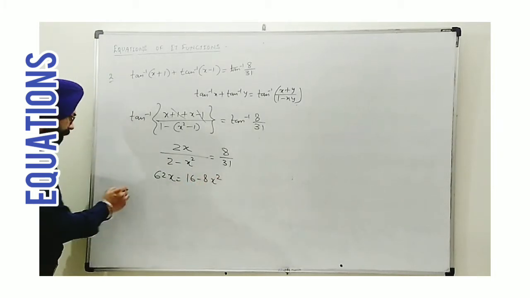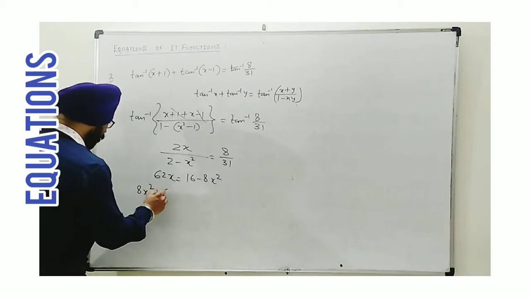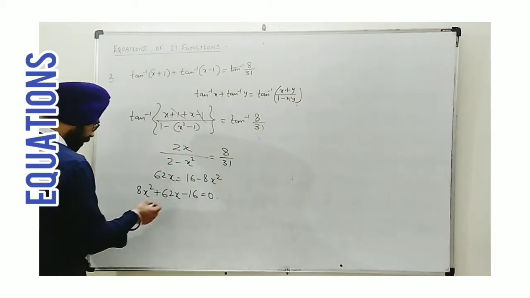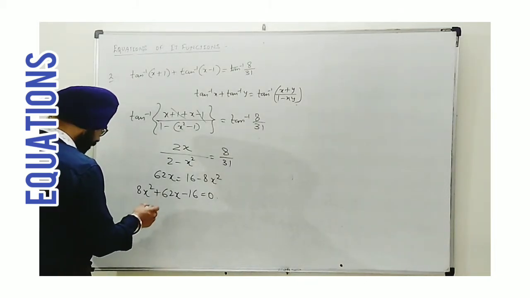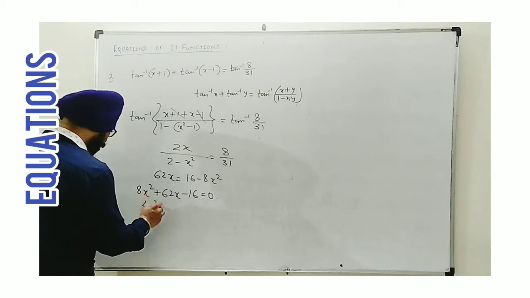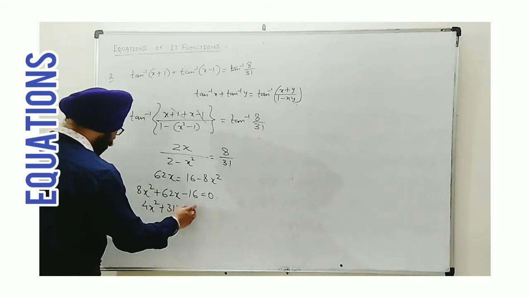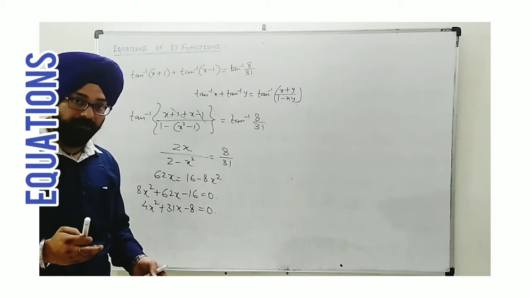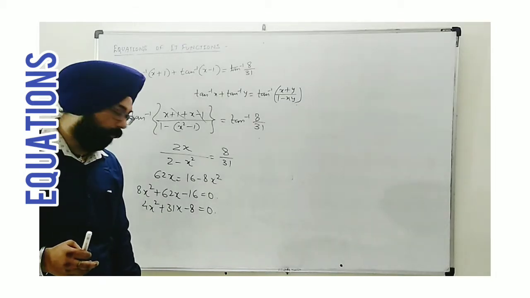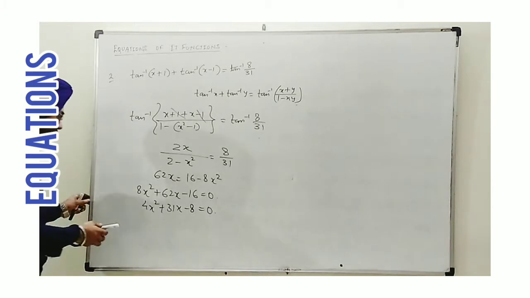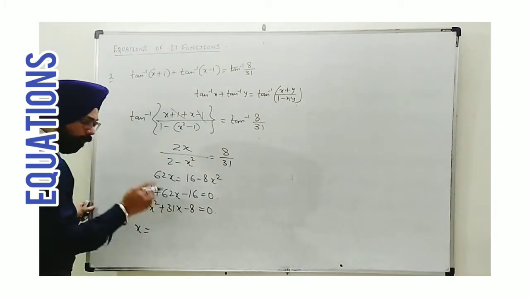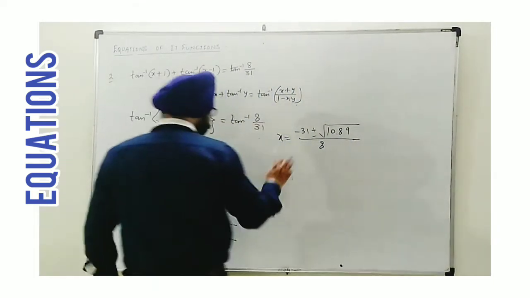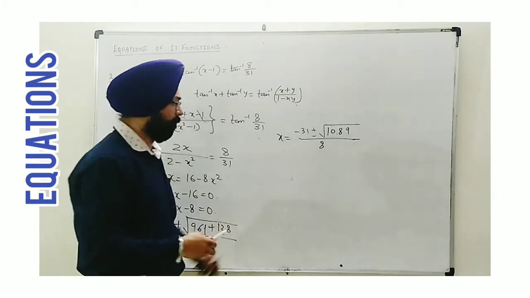This quadratic equation is completed. We have 8x square plus 62x minus 16 equal to 0. Simplify. Before we apply any formula, we can divide by 2. 4x square plus 31x minus 8 equal to 0. Now you can solve it by splitting the middle term of the quadratic equation we have obtained, or you can apply the quadratic formula also to get the answer. I suggest the quadratic formula is best because sometimes splitting is not possible. But if you are perfect in splitting, then follow that, no problem.